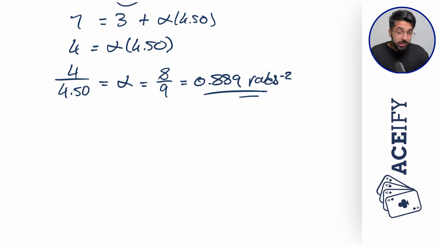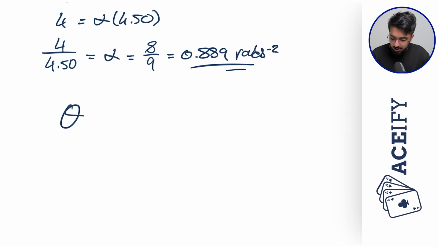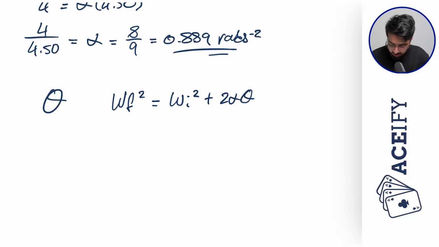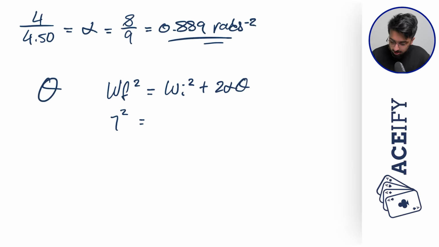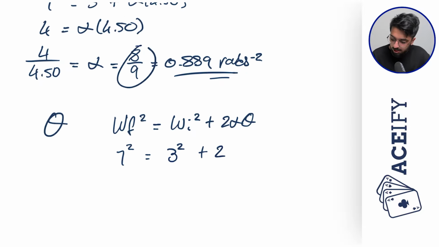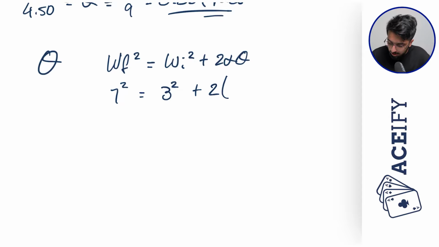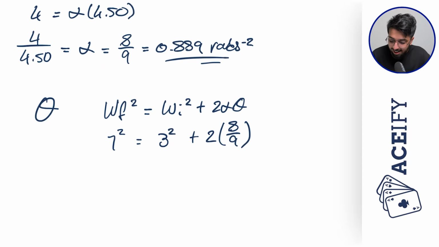There we go. Now to calculate the amount of revolutions, we obviously need to calculate our theta value, and so therefore we can use the equation omega f squared is equal to omega i squared plus 2 alpha theta. Again, we know our final angular velocity is 7 squared, and our initial angular velocity is 3 squared, plus 2 times our alpha, which we found was 8 over 9. The reason why I'm using 8 over 9 rather than 0.889 is because I want to retain whole values, okay?